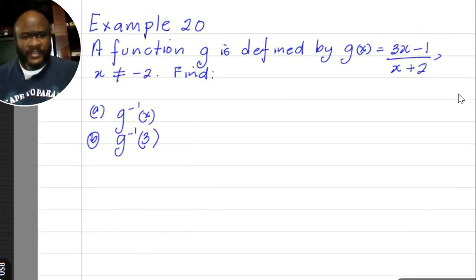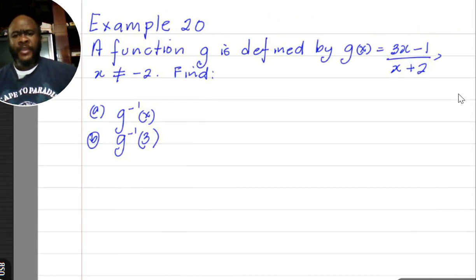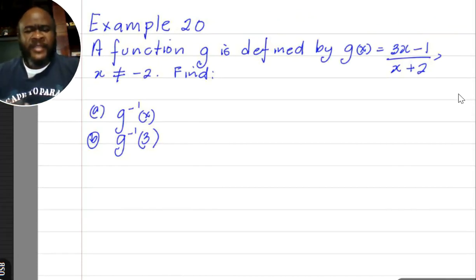Example 20 says a function g is defined by g of x is equal to 3x minus 1 over x plus 2, where x is not equal to minus 2. And the simple reason is that if x is minus 2, you will not be able to get the image g of minus 2. You will not be able to find any value.